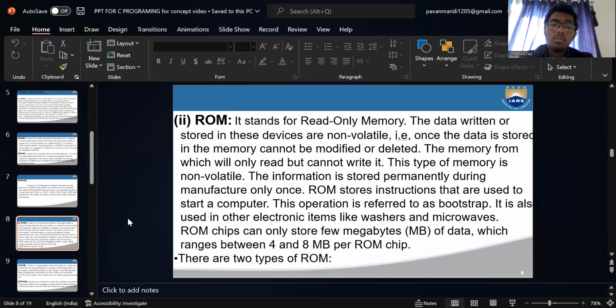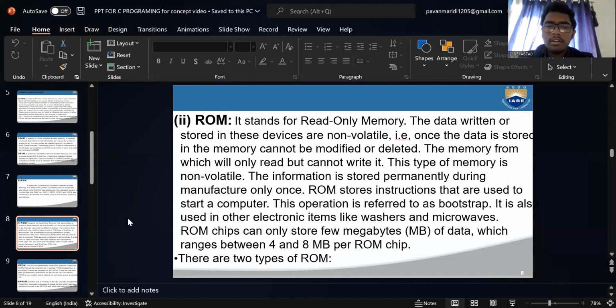Now we will see about ROM, the second device in primary storage devices. Till now we discussed RAM, random access memory. Now we will see more about ROM. It stands for read only memory.